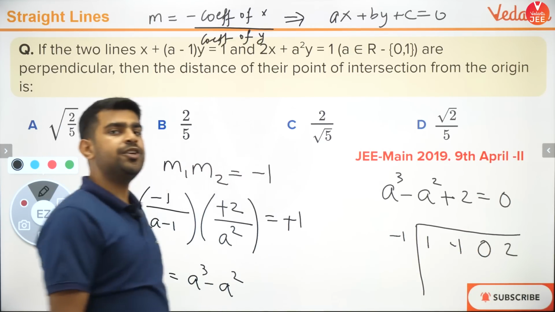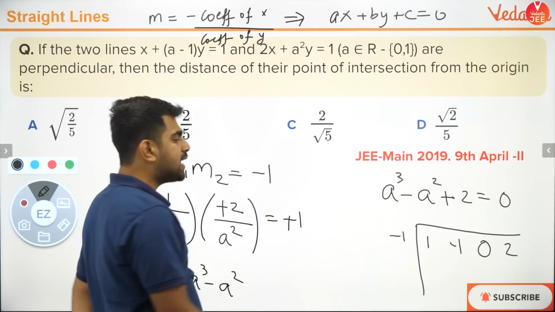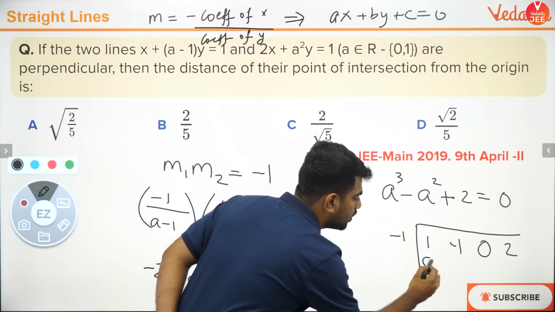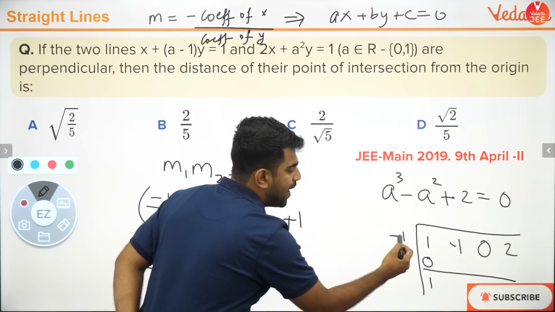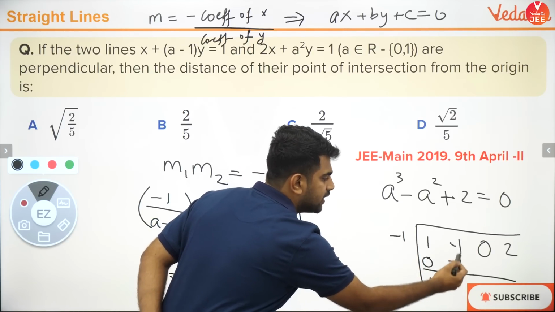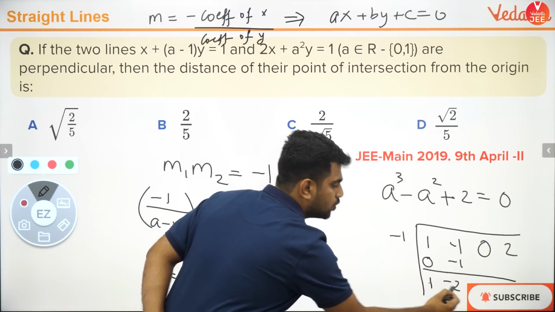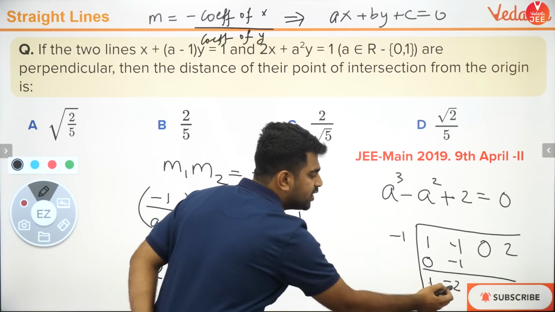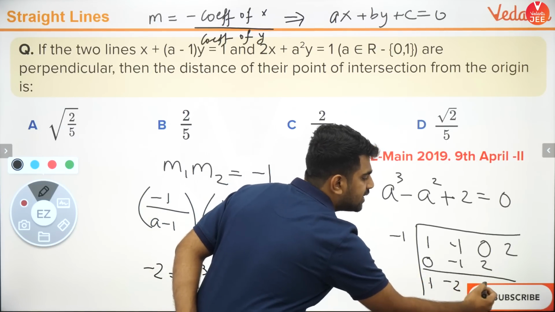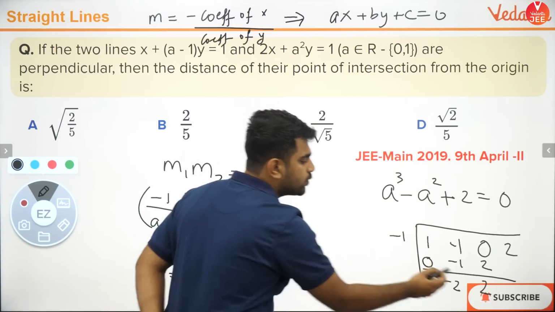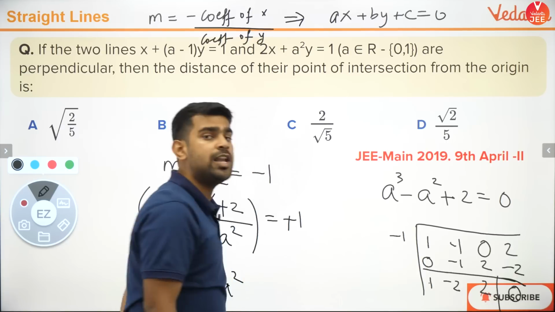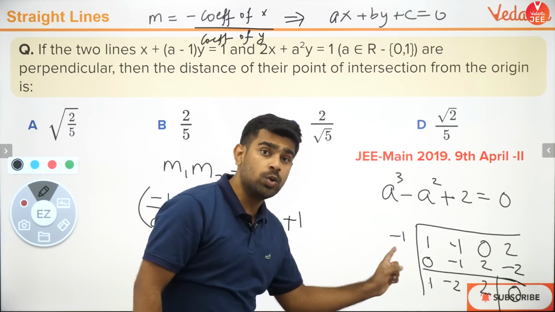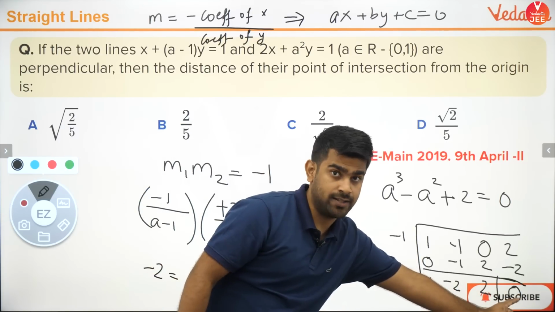Now, how do you use synthetic division? First place I should put a 0. So this 1 will come down. Now -1 into 1 will be -1. -1 will be -2. Now take the product. -1 into -2 will be 2. 2 plus 0 is 2. And -1 into 2 will be -2, which will be 0. So guys, let me tell you a short trick here. If you guess the root correctly, you should get a 0 at the end.